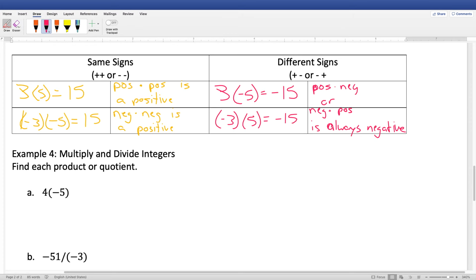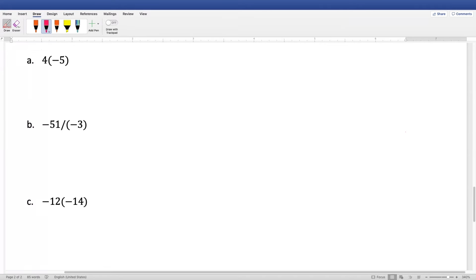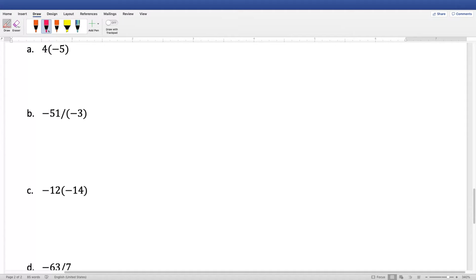Just by looking at it, before you type it into your calculator, you should be able to tell me whether the answer should be positive or negative. So when we move down here to example 4a, before you tell me what the answer is, I want to know positive or negative. Negative. Negative what? 20. Negative 20. 4 times negative 5 will give you negative 20. Next, negative 51 divided by negative 3. Positive. Positive what? 17.